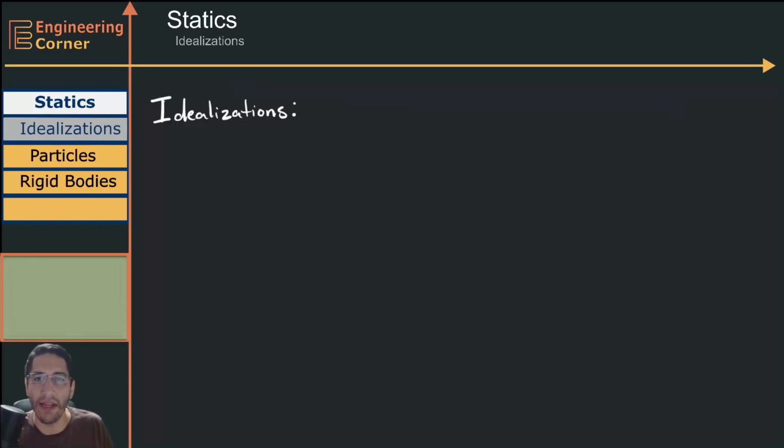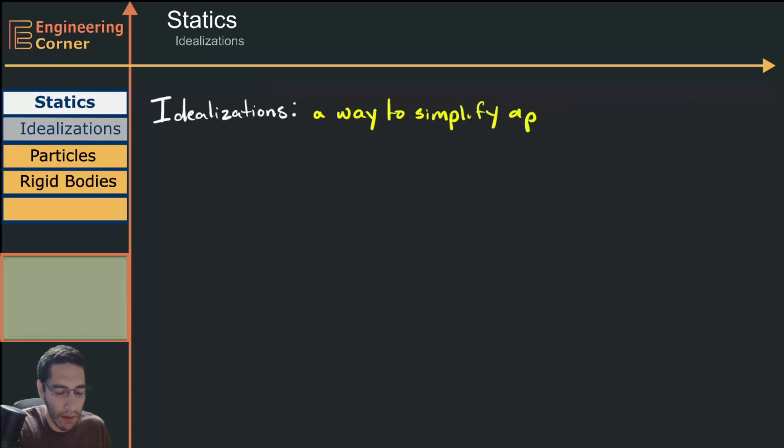When we're working with statics problems, there's a couple of idealizations that we need to know and understand. But first, an idealization is a way to simplify a problem. Now, in the real world, our goal is to approximate what's happening, but the real world is very complicated. There's a lot of different factors going on. So we come up with these idealizations that help us understand and learn a topic and simplify our approximation.